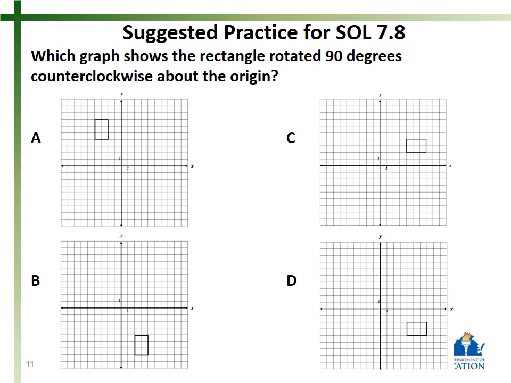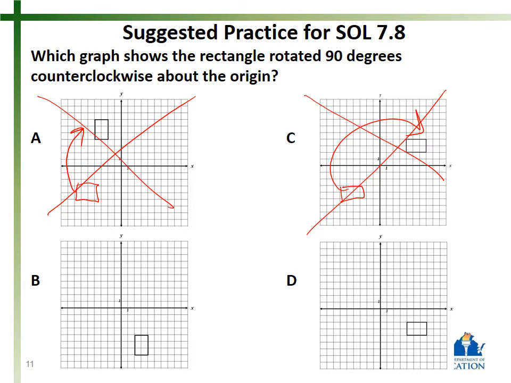So I have letter A. We already know that letter A is incorrect. The rectangle was down here in quadrant 3. This one's rotated 90 degrees clockwise. That's no good. And letter C is the same thing. My rectangle is down here. We're rotating at 180 degrees, so that's no good.